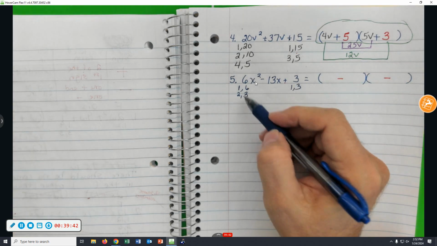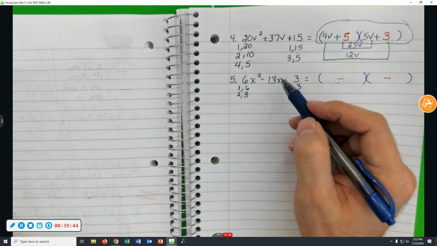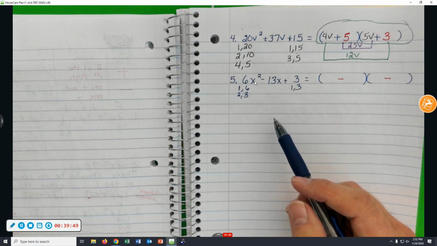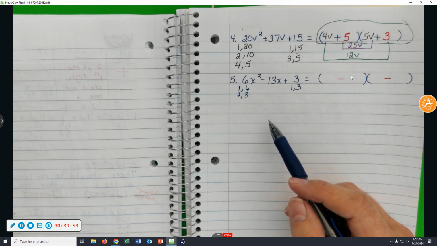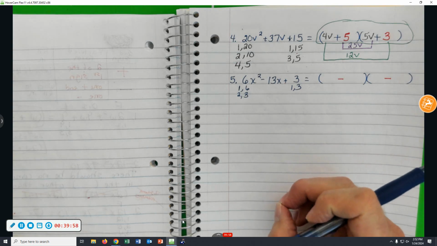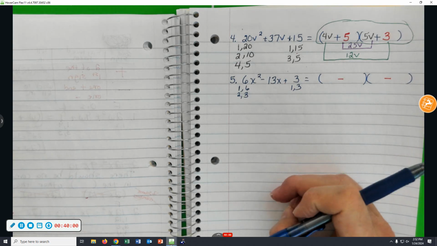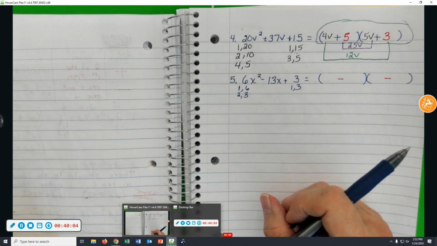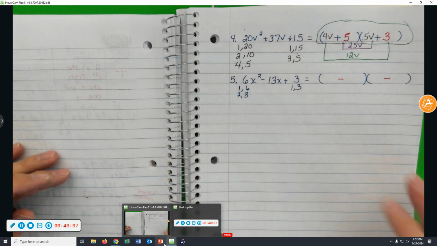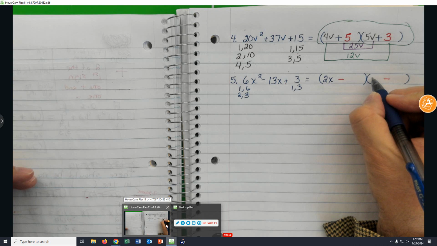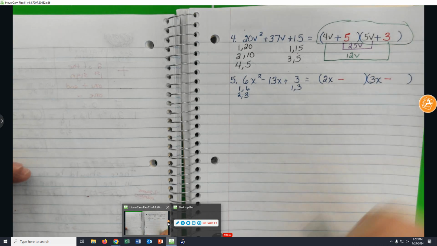Multiply together to give 6. And we know the variable part here and here. What times what gives x squared? X. So you know you're going to have an x there and there. What about the numbers in front? Well, what do you want to try? 1 and 6, or the 2 and 3? Let's try the 2 and 3. We've been trying the closest pairs. I'll put a 2x and a 3x.